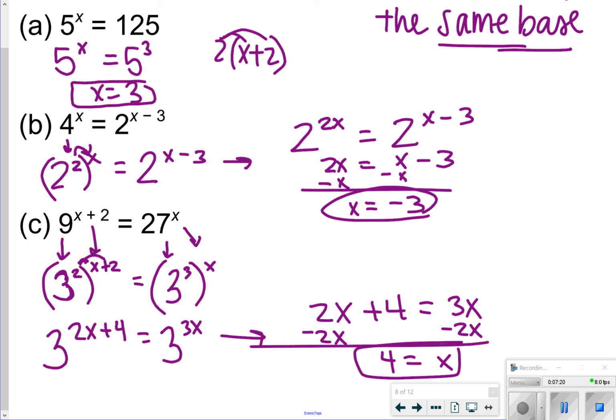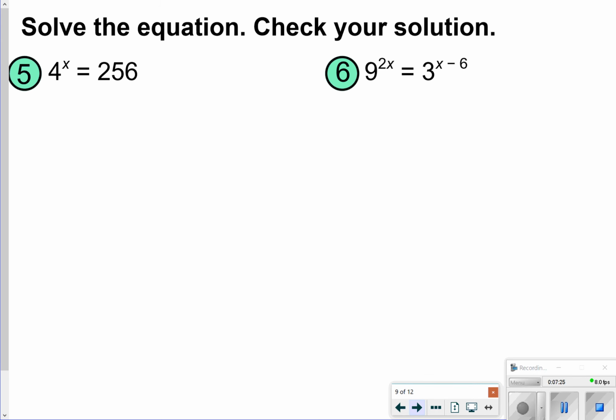Okay, so here are a few that you're going to try. We're going to try 5 and 6 on this page, and then 7 and 8 on the next page.